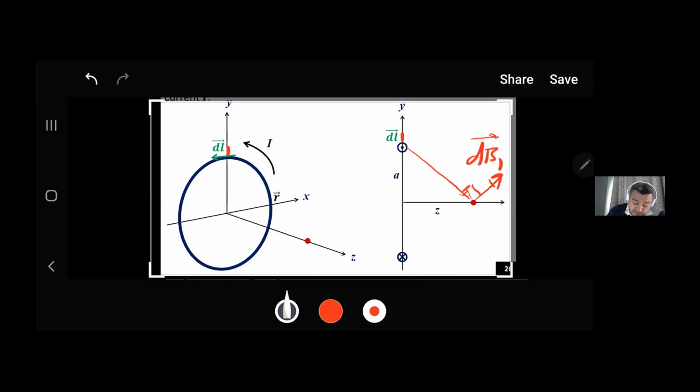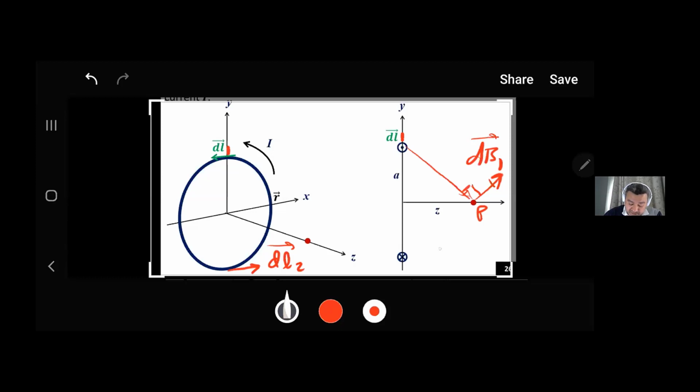Only this dl will result in a dB1 that is perpendicular to the displacement vector between dl1 and the point, the red point here, which I'm calling P. Now, if I take a second differential element in the same direction, I'm calling it dl2, at the symmetrical location against the plane of symmetry or line of symmetry here. This one would be dl2.